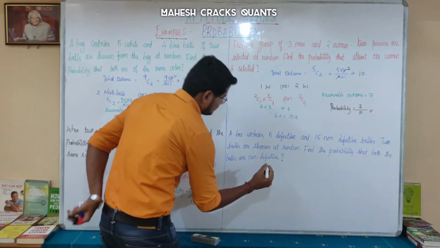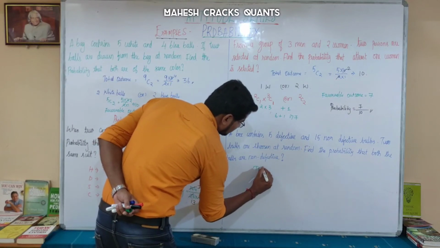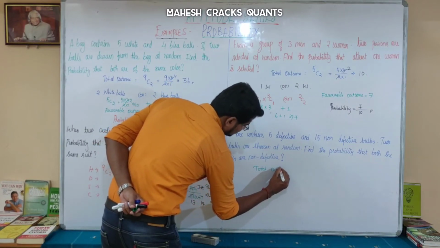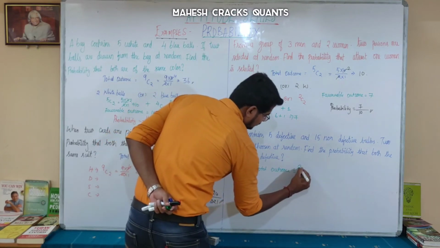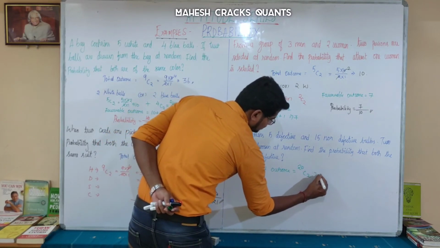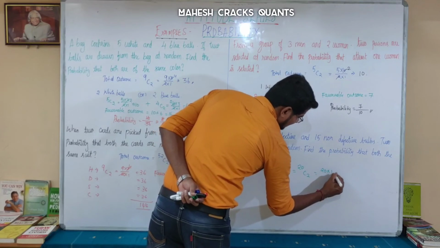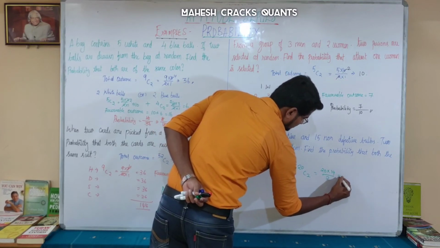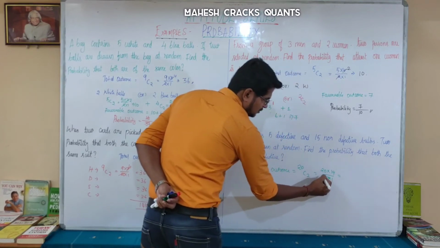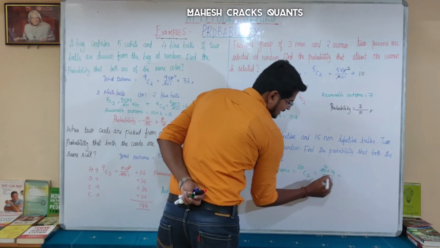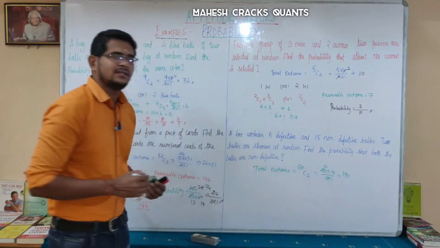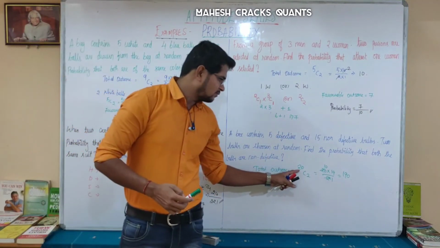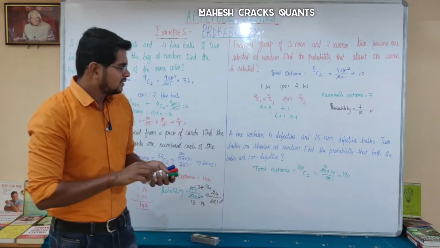What is your total outcome? Total outcome is equal, out of 20 I am taking 2. So 20 into 19 divided by 2 into 1. So 20 will get cancelled. 10 into 19, 190. Am I right? That's it. So out of 20, I am taking 2.